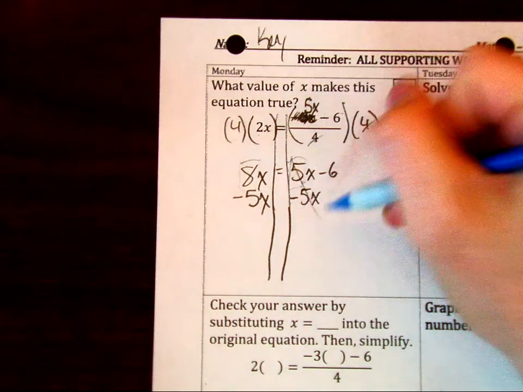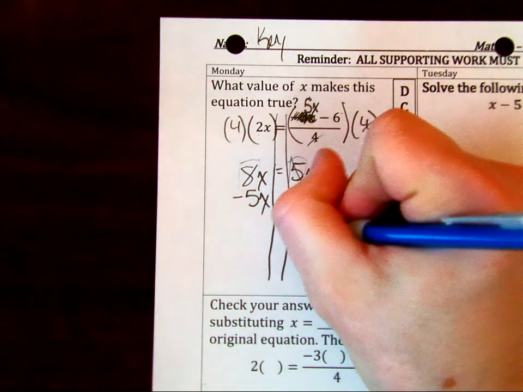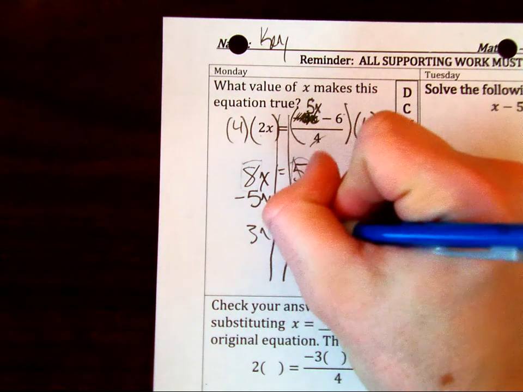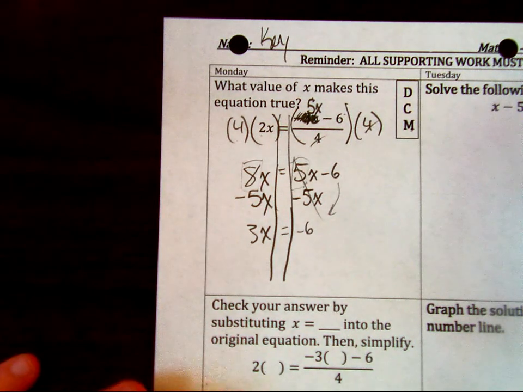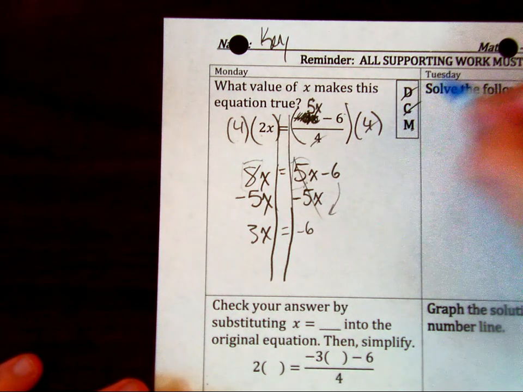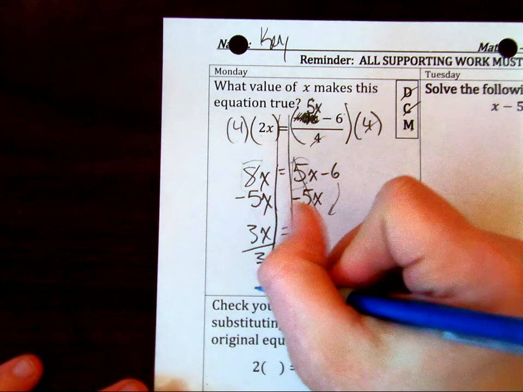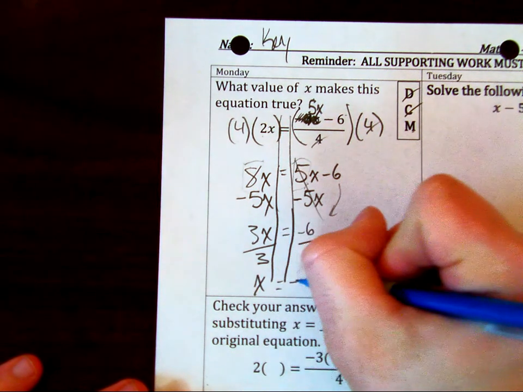On the right side, it cancels out. The negative 6 comes down, so we have negative 6 equals 3x. All you have to do now is divide by the coefficient. So we divide both sides by 3, and we should end up with x equals negative 2.